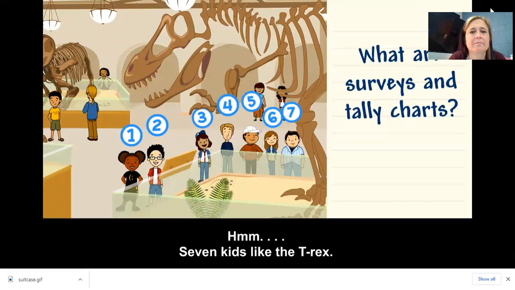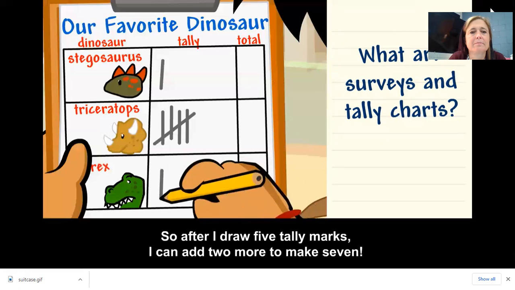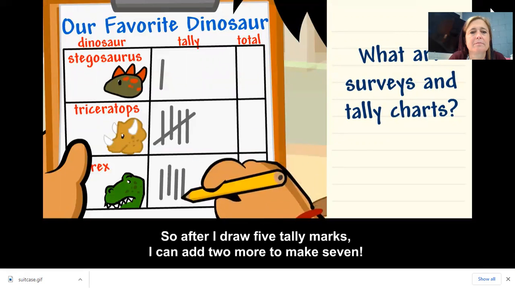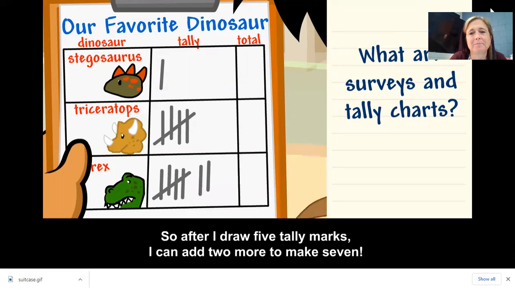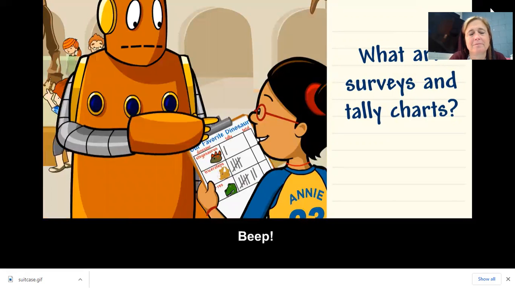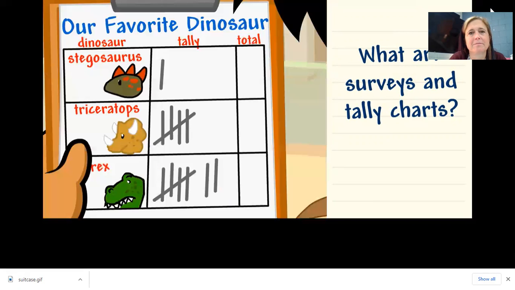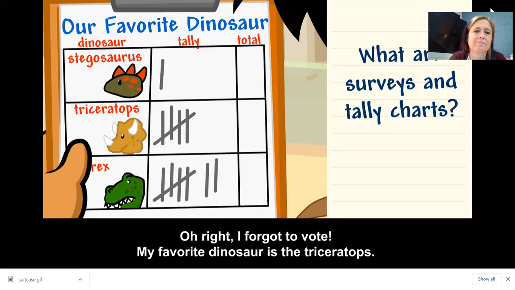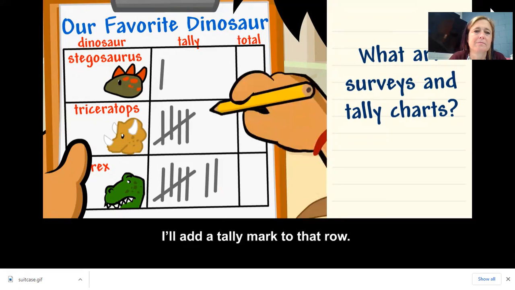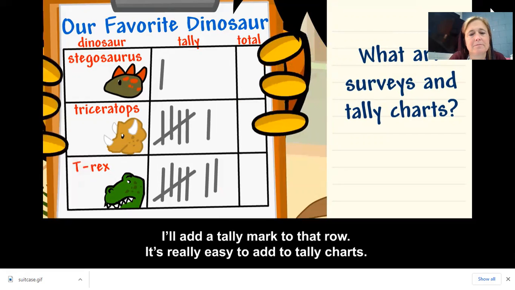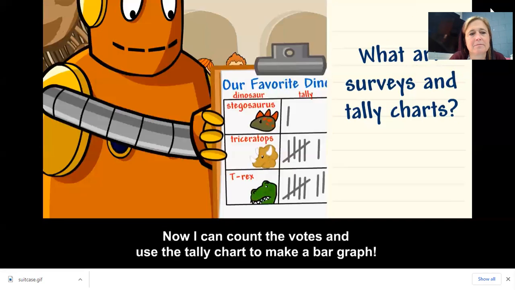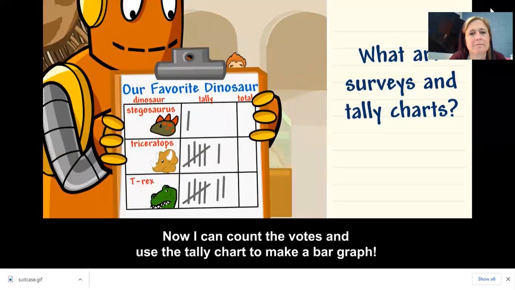7 kids like the T-Rex. So after I draw 5 tally marks, I can add 2 more to make 7. Oh, right. I forgot to vote. My favorite dinosaur is the Triceratops. I'll add a tally mark to that row. It's really easy to add to tally charts. Now I can count the votes and use the tally chart to make a bar graph.